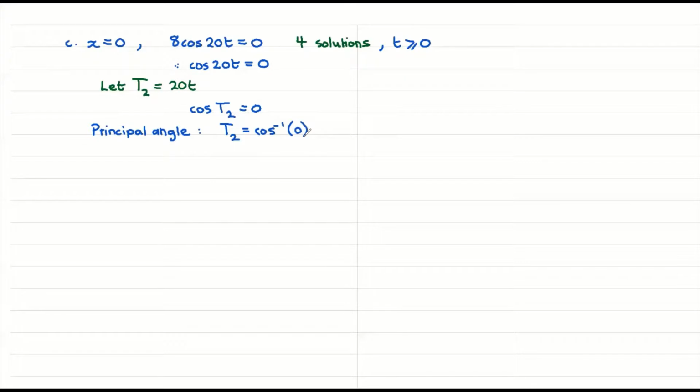Now, if you know a bit about the cosine graph, cosine is 0 when the angle is pi over 2, so 90 degrees. So that's when it crosses the x-axis. All right, so that's our principal angle. Now, again, because the value is neither positive nor negative, it will make absolutely no difference whatsoever which quadrants we put our principal angle in, because it's pi over 2.